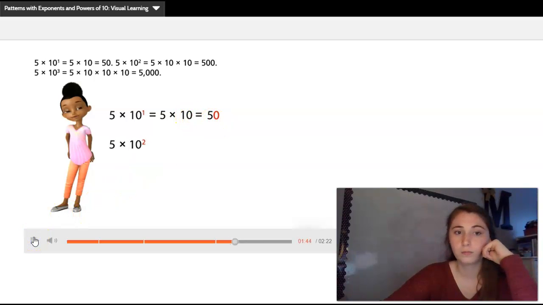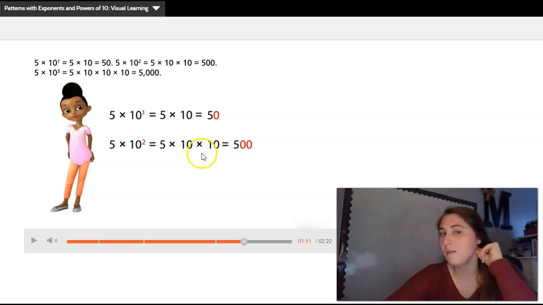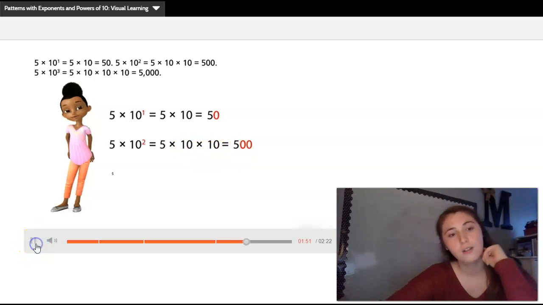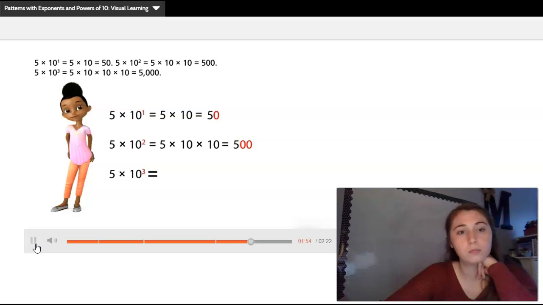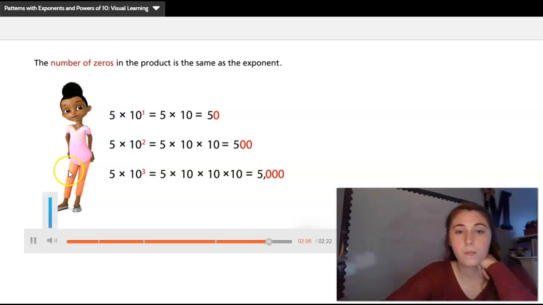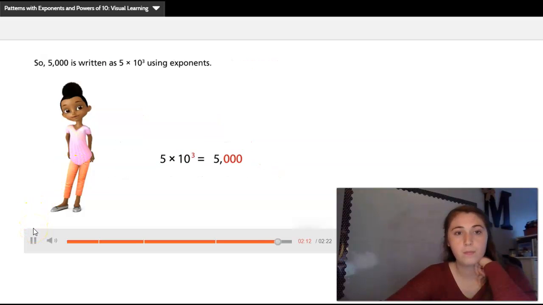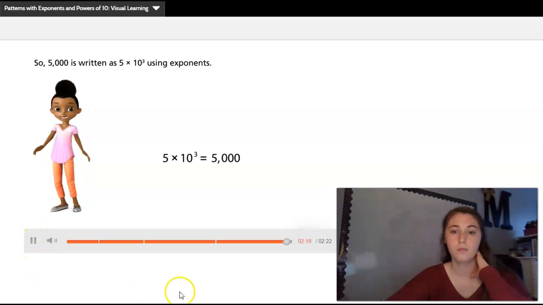5 times 10 to the second power equals 5 times 10 times 10 equals 500. So same thing here. Our exponent tells us that we have two factors of 10. So 5 times 10 times 10 gives us 500. 5 times 10 to the third power equals 5 times 10 times 10 times 10 equals 5,000. What pattern do you notice? The number of zeros in the product is the same as the exponent. So 5,000 is written as 5 times 10 to the third power using exponents.